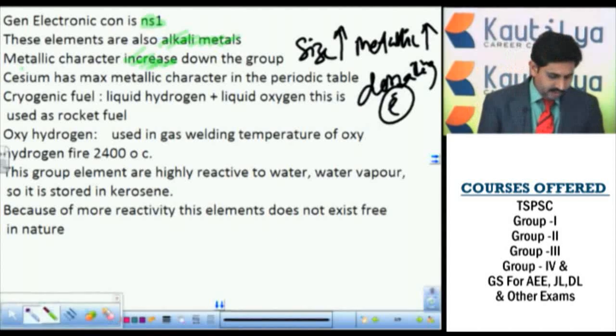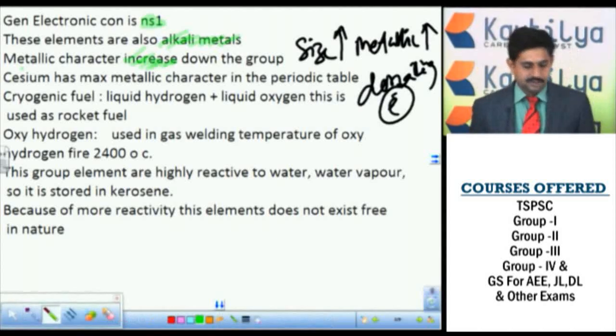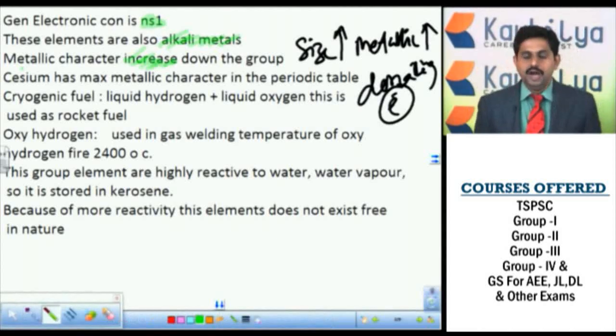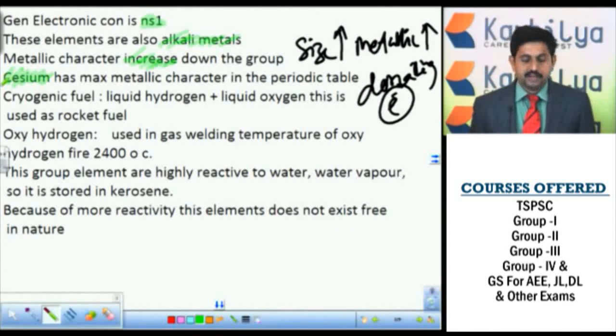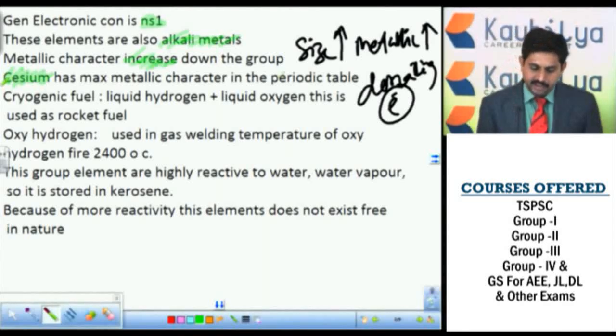So the first group elements are called metals, particularly alkali metals. I told you that down the group, the metallic character increases. So cesium has more metallic character. Cesium has the maximum metallic character in the complete periodic table.